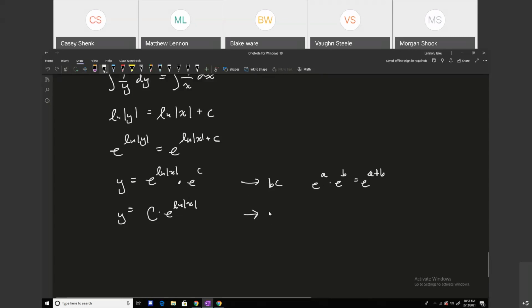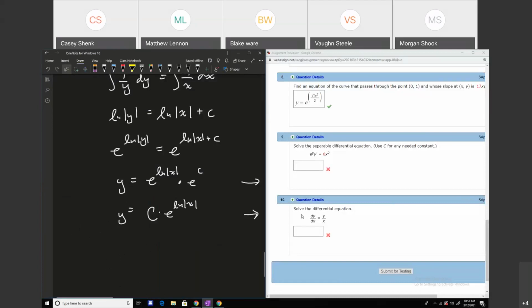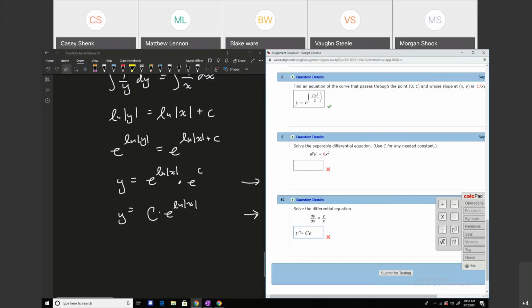Since e to the c is arbitrary, c is arbitrary. And technically, we could at least say that c has to be positive because e to the c would have to be a positive value. I'm a little bit curious if this is what they want in this form. That would be my guess. e to the natural log of the absolute value of x.